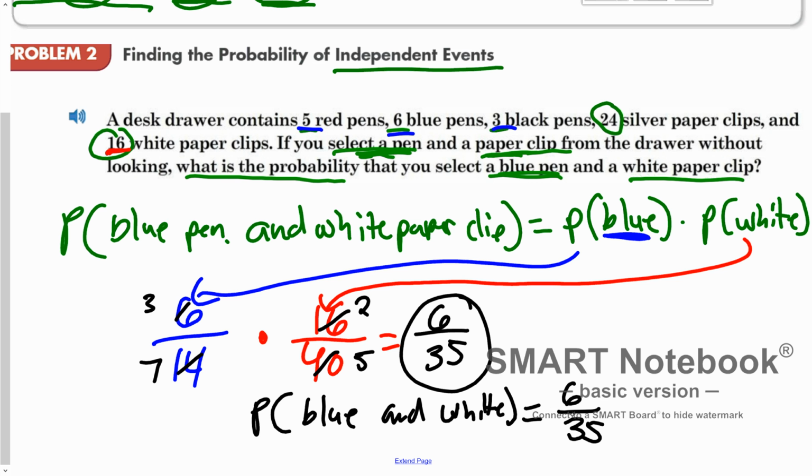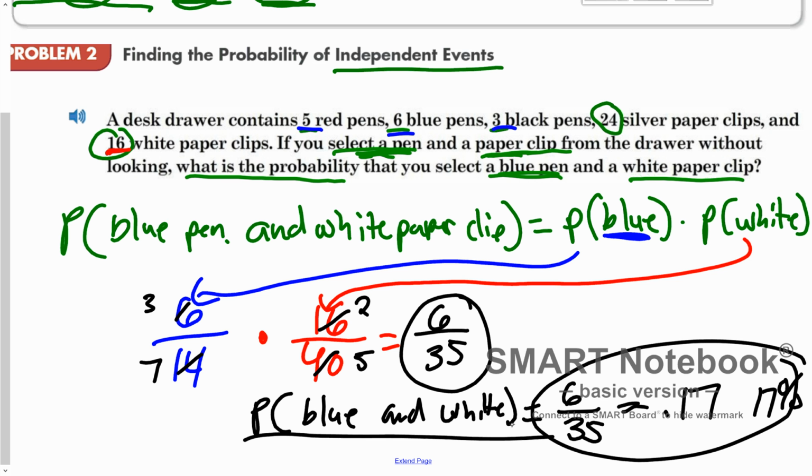Or I could go ahead and do a decimal out of that. Or I can leave it as a percentage, right? So we talked about probability from last chapter. I can leave it as a fraction. I can leave it as a decimal, so approximately 0.17, or I can turn it into a percentage, 17%, right? So any of those three would work. It's the probability of a blue pin and a white paper clip.